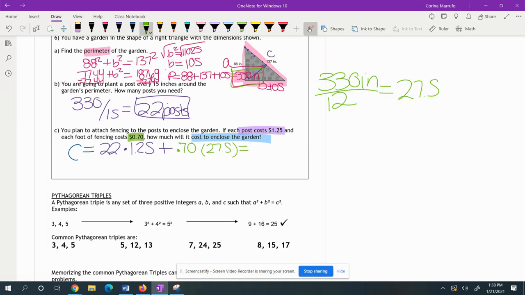I put that in my calculator exactly the way I see it. So 22 times $1.25, because we need 22 posts and each one costs $1.25, plus we're going to need 27.5 feet of fencing, and each foot of fencing costs 70 cents. That gives us $46.75.